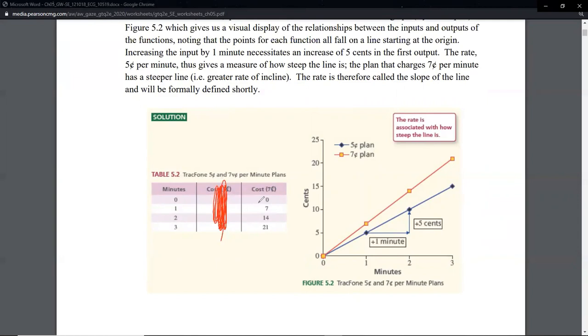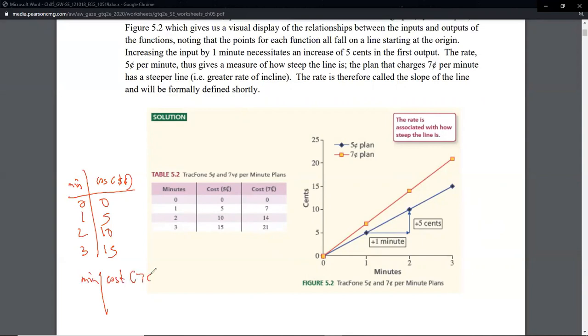I'm not a huge fan of how they set this up. I wish they would have done the more traditional way of just doing 2 tables of values. So for minutes and then cost, which is the 5 cent plan, we would just go 0, 0, 1 minute costs you 5 cents, 2 minutes, 10 cents, 3 minutes, 15 cents. And then you could have the other one, which I'm not changing the colors, the cost for the 7 cent plan. 0 costs 0, 1 costs 7, 2 costs 14, 3 costs 21. You get the idea. These are 2 independent tables of values, but it's still fine to do it this way.